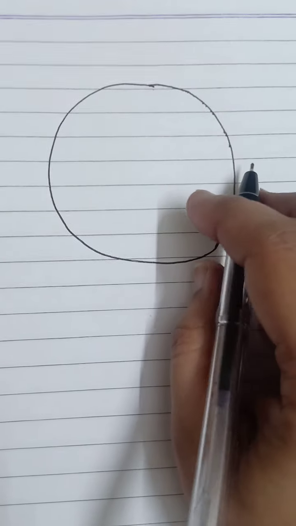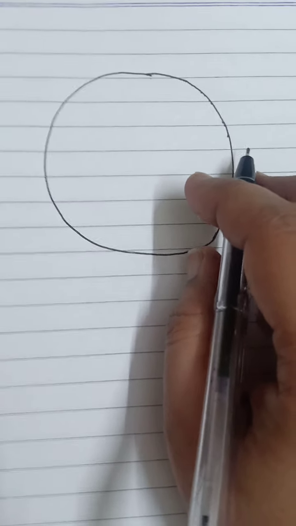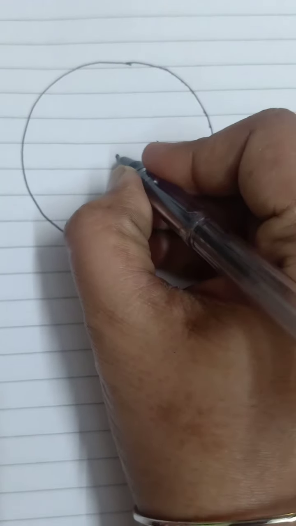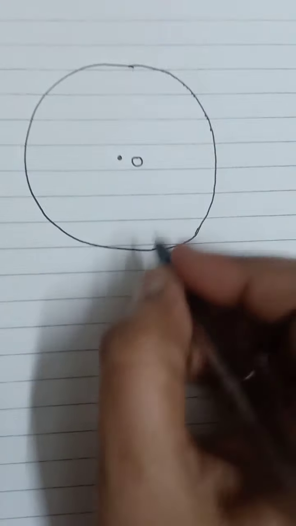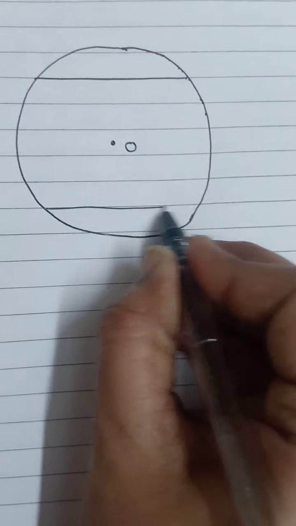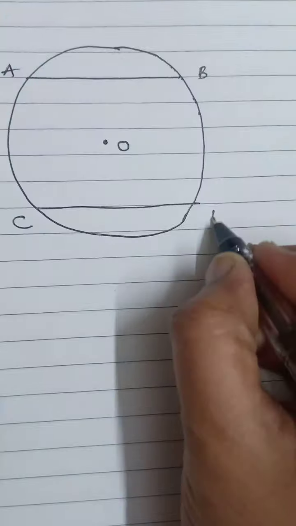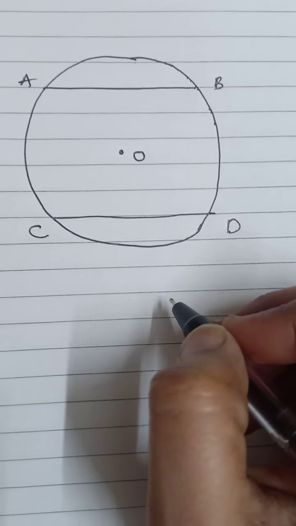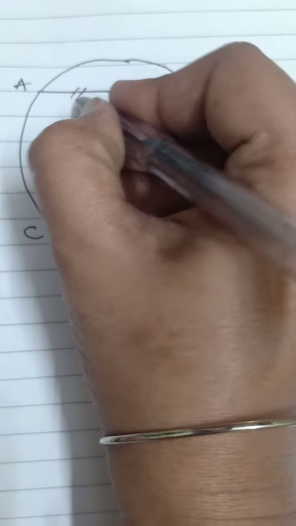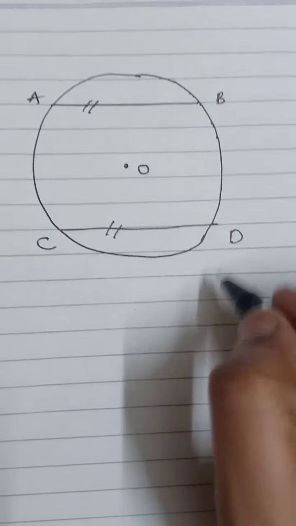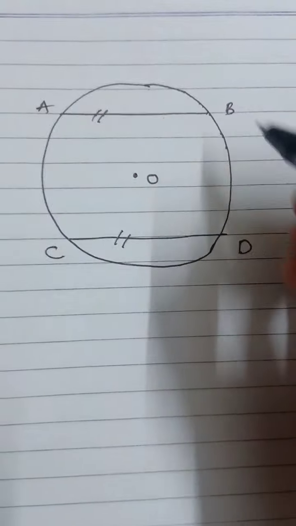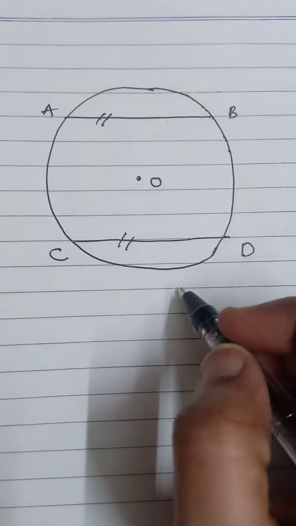So before starting with the exercise, we will see the property which we are going to use for solving the sum of practice set 6.2. If in a circle I have taken the center O, and I am taking two chords, chord AB and chord CD, and it is given that these two chords are congruent. So we can say chord AB and chord CD are congruent chords.